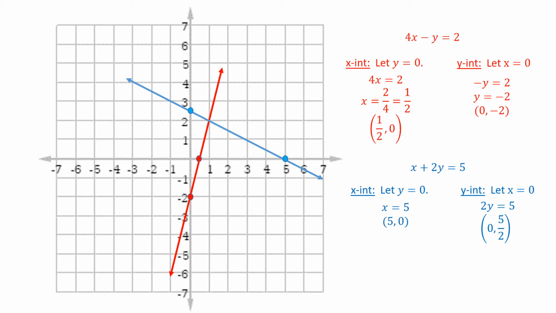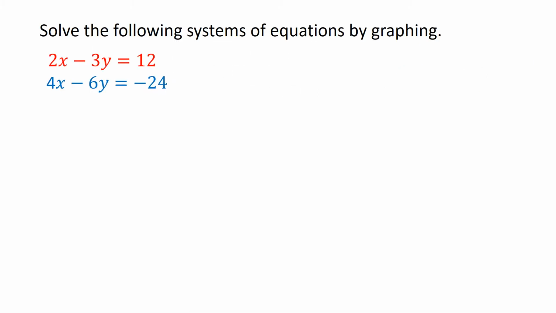So now that we have our lines graphed, we want to look for where they intersect. Notice they intersect at the point (1, 2). So that means the solution is just one ordered pair with x being 1 and y being 2. So let's look at another example.